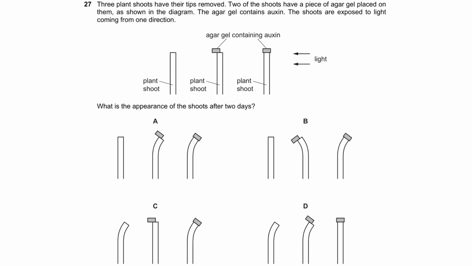Question 27 says 3 plant shoots have their tips removed. 2 of the shoots have a piece of agar gel placed on them as shown in the diagram. Agar gel contains auxin. The shoots are exposed to light coming from one direction. What's the appearance of the shoots after 2 days? Auxin is a hormone in plants that promotes growth. It's present in the tip, so once it's removed, there's no auxin. So this one doesn't have auxin, it's not going to grow, therefore eliminating options C and D. Here, the auxin is present on this side, so this side is going to grow, meaning the plant is going to tilt more towards the right. So the answer is A.